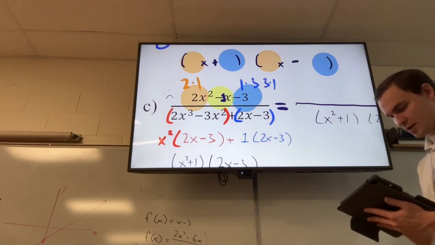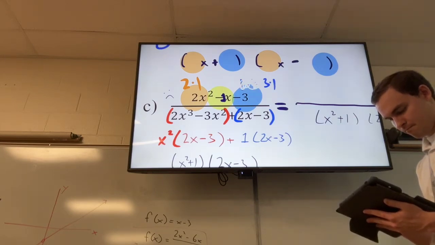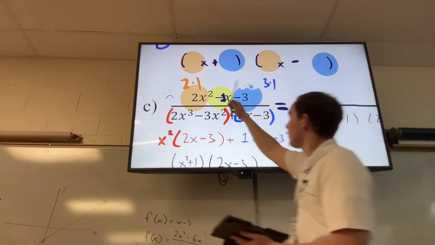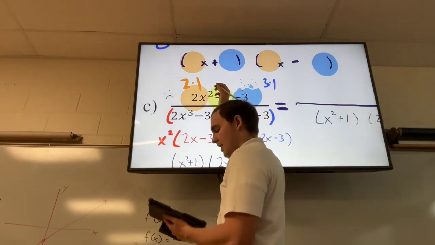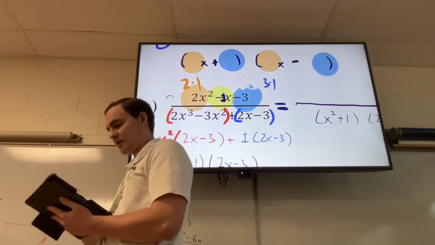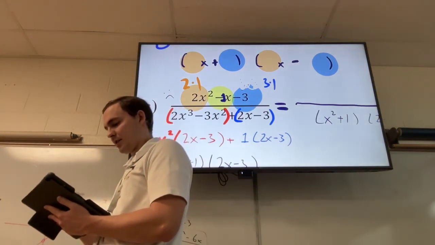3 times 1. Okay. So then outer 2 times 1 is 2. Inner 1 times 3 is 3. 3 minus 2 is 1. Good stuff. So this pair is going to work.